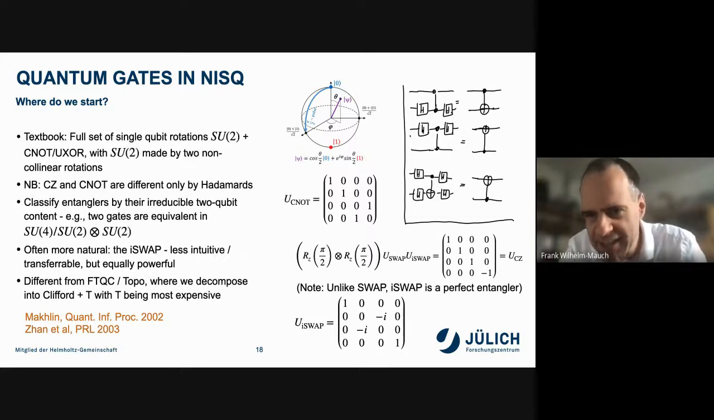Now, there is a whole science on classifying entangling gates. There are nice papers by Zhang and by Makhlin from about 20 years ago. And for NISQ, the typical currency is that 2-qubit gates have a much higher error than 1-qubit gates. So paying attention to your 2-qubit gates is important. This is, again, very different from fault-tolerant quantum computing and topological quantum computing, where we typically compile into Clifford gates and the T gate, which is a single qubit gate that is non-Clifford. And that one is the most expensive, and that is how you should count the hardness of implementing something on a fault-tolerant quantum computer.